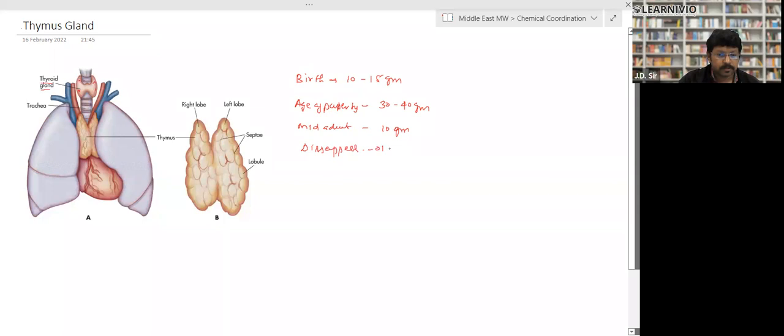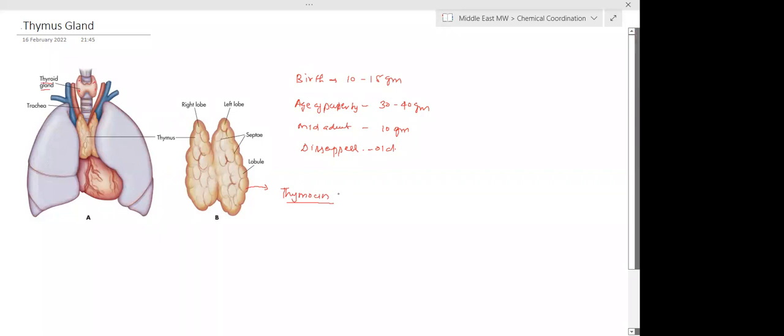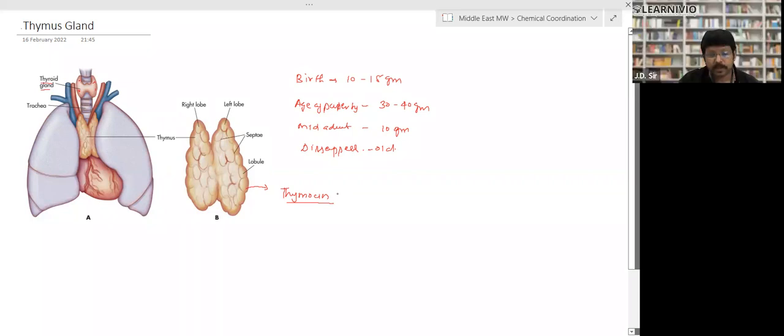Disappearance of thymus causes aging. It secretes thymosin hormone. Disappearance of thymus causes aging. Full stop.